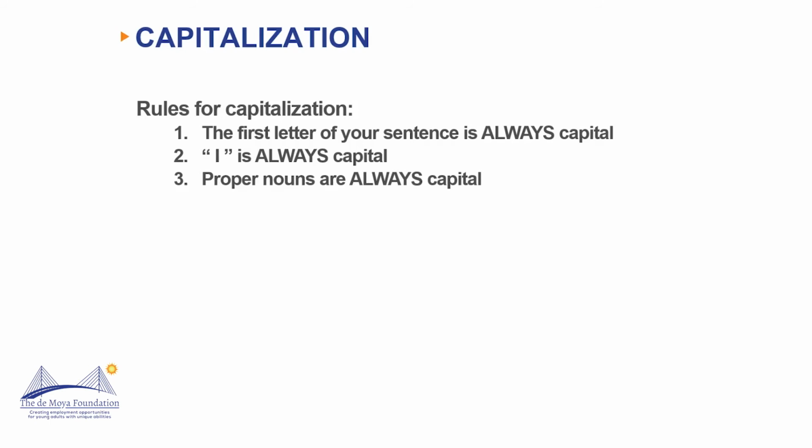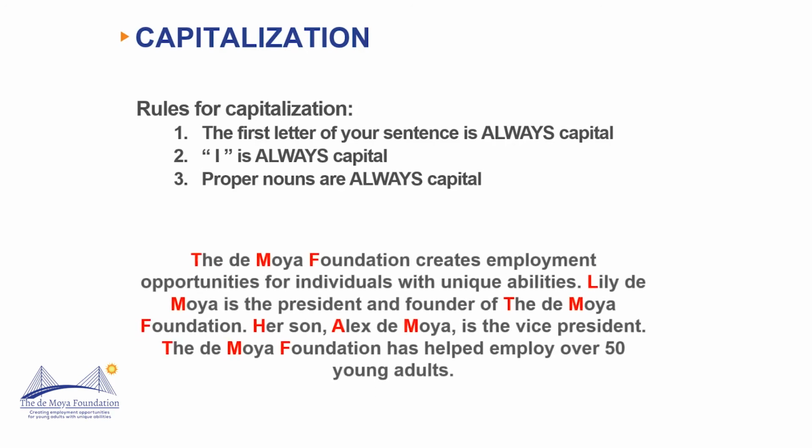Notice the words that are capitalized in this blurb. The Moya Foundation creates employment opportunities for individuals with unique abilities. Lily DeMoya is the president and founder of the Moya Foundation. Her son, Alex DeMoya, is the vice president. The Moya Foundation has helped employ over 50 young adults. All proper nouns, like the Moya Foundation, Lily, and Alex are capitalized because those are names. The first letter at the beginning of the sentences are capitalized too.